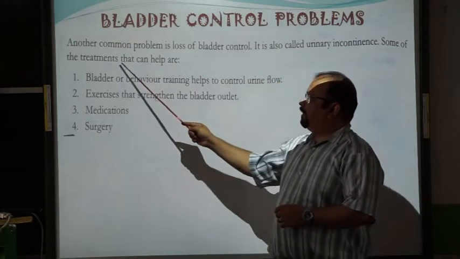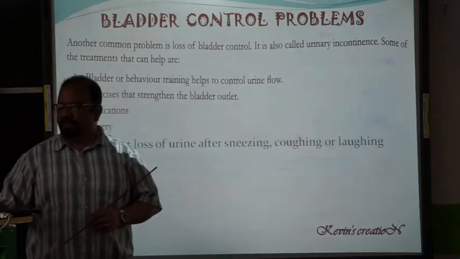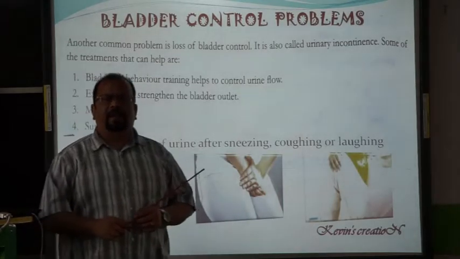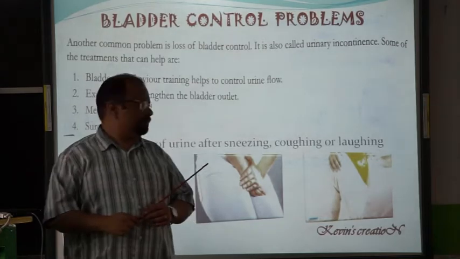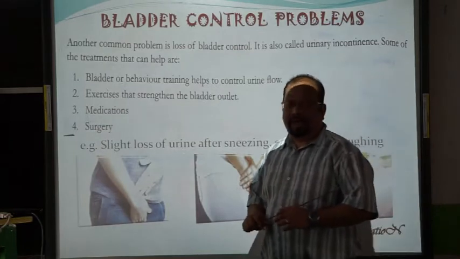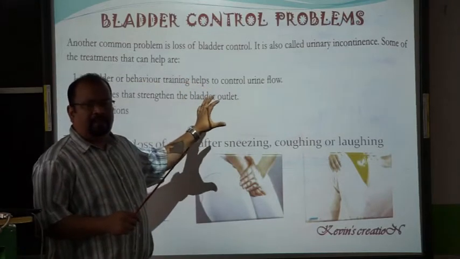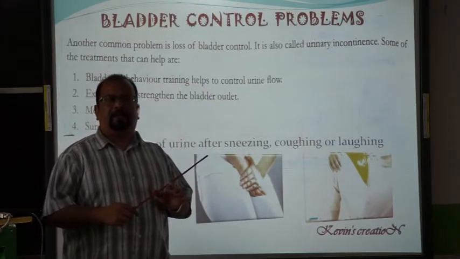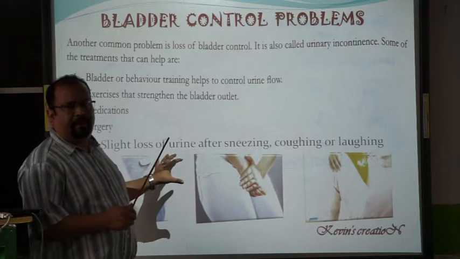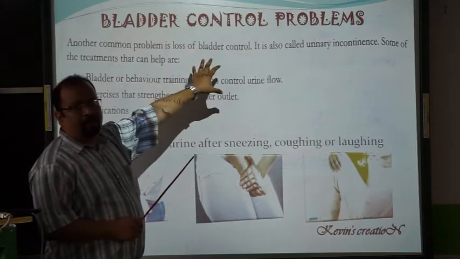Okay, and the treatments that can help are these. Before that, I'll show you a few pictures. It's very painful as well as embarrassing. Here you can see in these two photographs, they don't have control over urination, over the urinary bladder. That is why they urinate. Sometimes you can see the elders, the pant is wet, or the clothes are wet because of urinating. So this is because of bladder control problems.